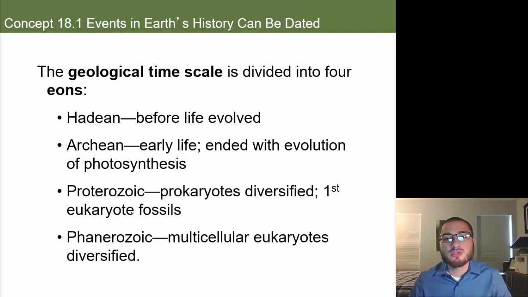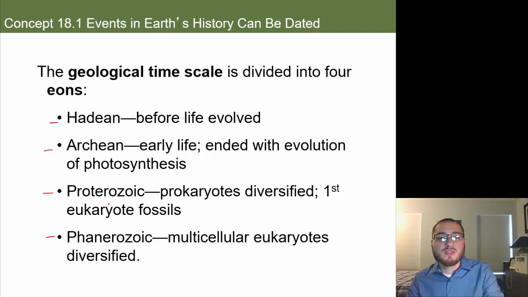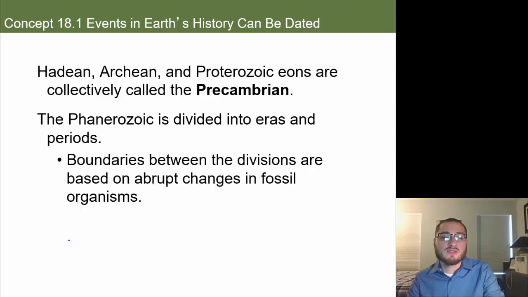So the geological time scale is divided into four eons: the Hadean, the Archean, the Proterozoic, and then the Phanerozoic. These are the four eons that we break it up into. The Hadean is before life evolved, and then early life is the Archean. Then you have the Proterozoic, when prokaryotic life started to diversify and the first eukaryotes came along, and then the Phanerozoic is when multicellular eukaryotes diversified.